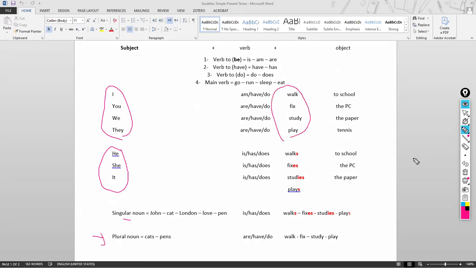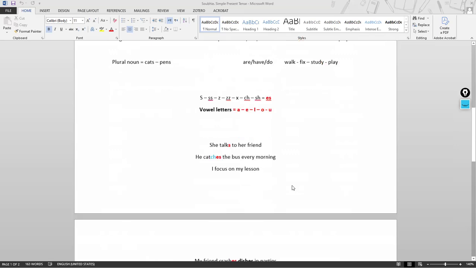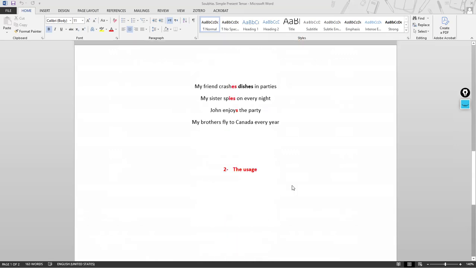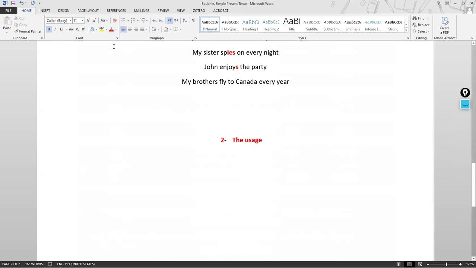Okay, so this is about the formation. Now I think it's time, Subhi, to discuss the usage. The question is, when should I use the simple present tense? Let me write the situations in which you use the simple present tense, and you have to remember them all the time. The first usage is if you want to talk about daily routine.